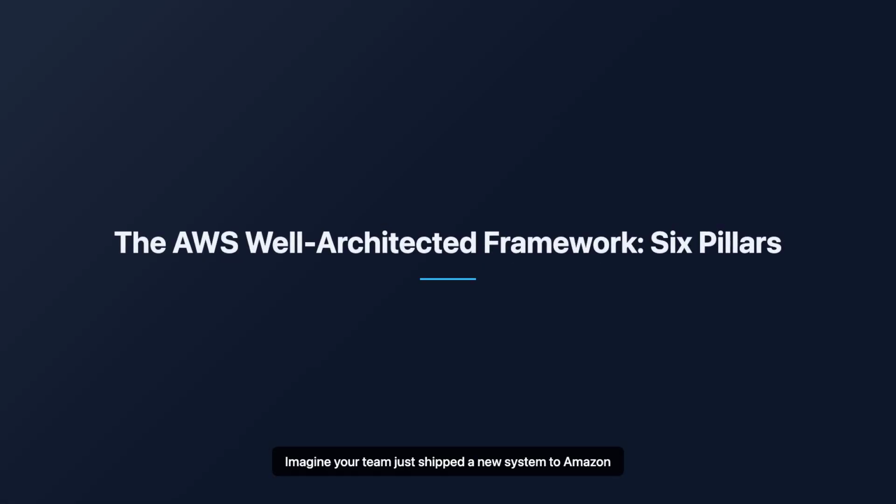Imagine your team just shipped a new system to Amazon Web Services. A week later, an outage. A month later, a security breach. A quarter later, a surprise bill that nobody can explain. Amazon Web Services has watched thousands of teams do this, and they noticed something. Most failures fall into the same 6 predictable categories. The well-architected framework is the rubric they wrote to catch those failures before they ship.